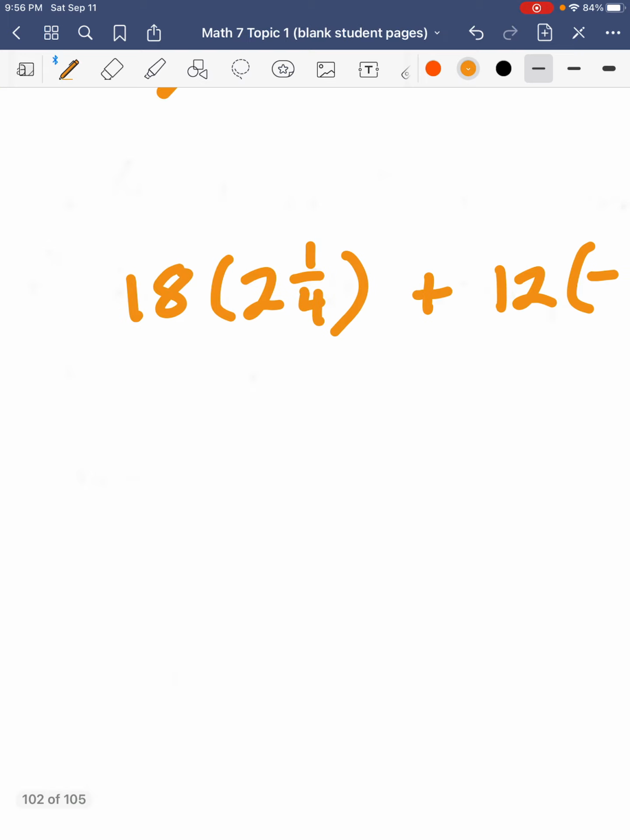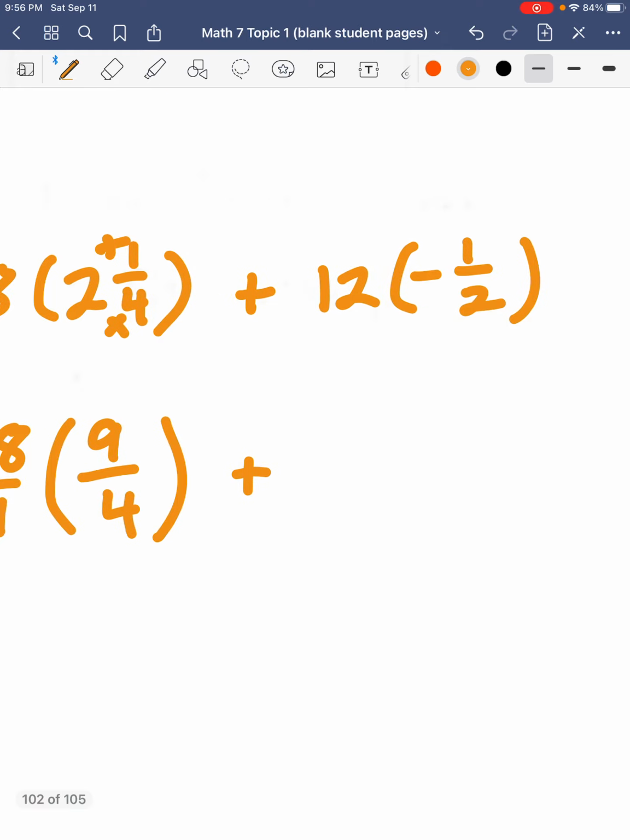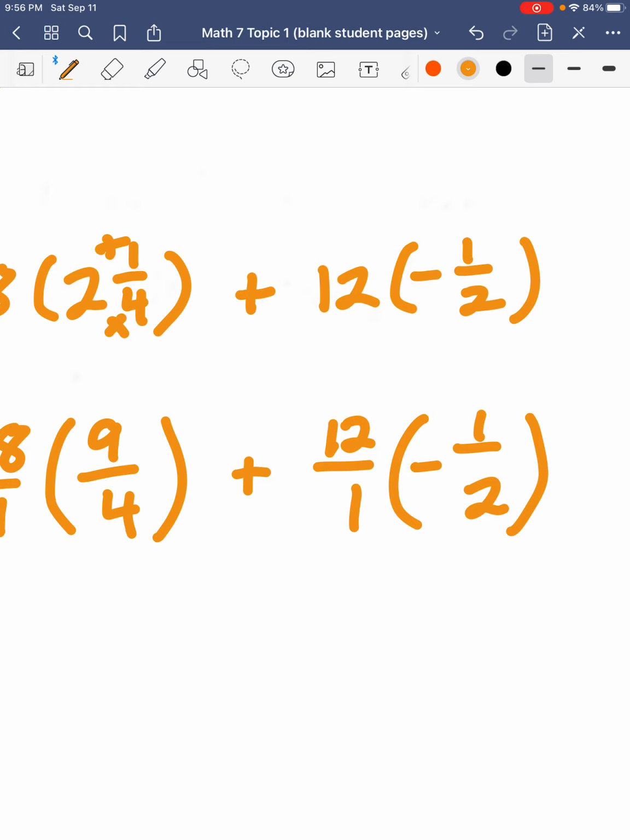So let's start with our first part, the part that's on the left side of the plus sign. I'm going to write 18 as a fraction, so it'll be 18 over 1. And I'm going to multiply that with 2 and 1/4 as an improper fraction. So 4 times 2 is 8, plus 1 is 9, so 9 over 4. And I'm going to do the same thing over here. 12 over 1 times -1/2.